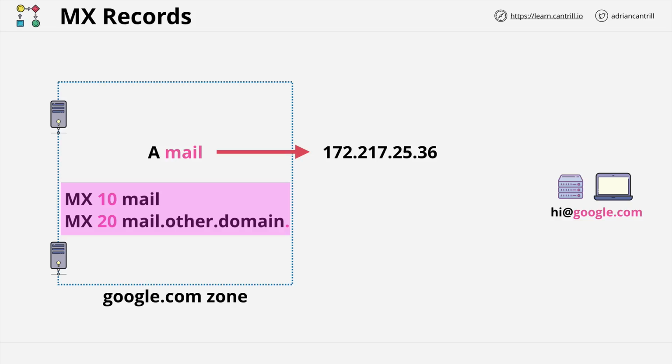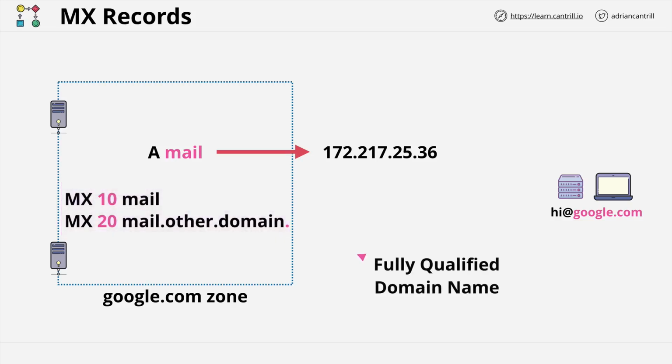If you include a dot on the right, this means it's a fully qualified domain name. And so it can either point at a host inside the same zone or something outside that zone. Maybe Office 365 if Google decided Microsoft's mail product was better.